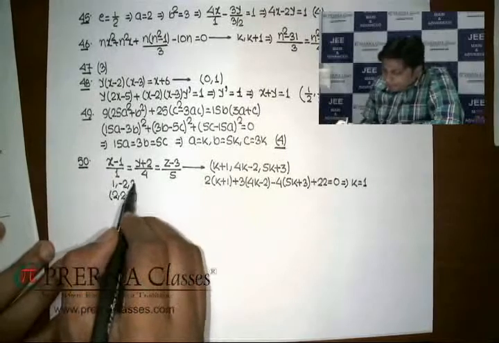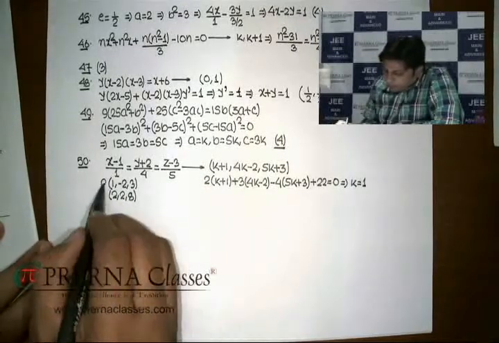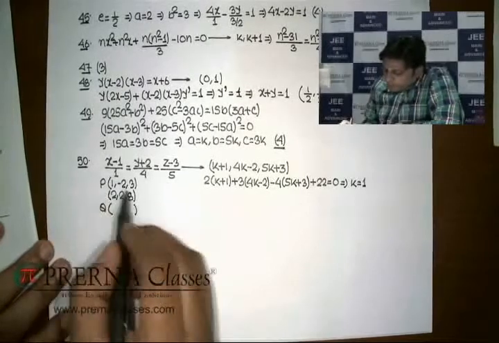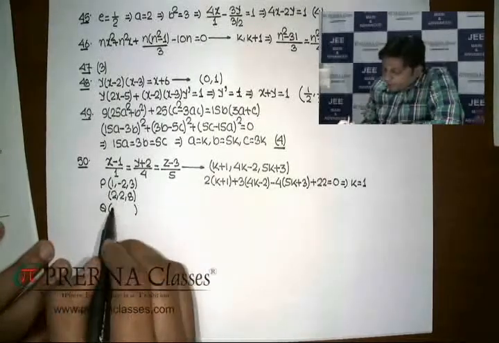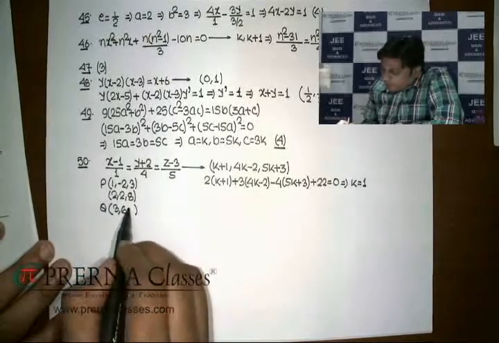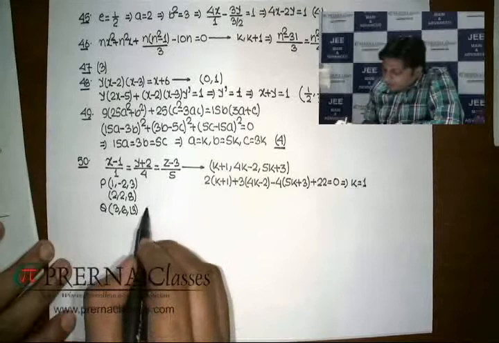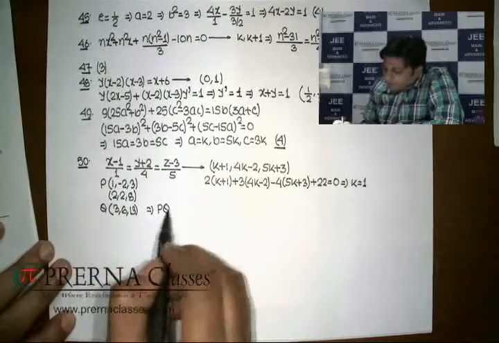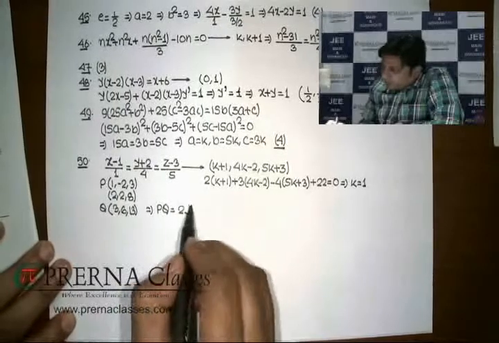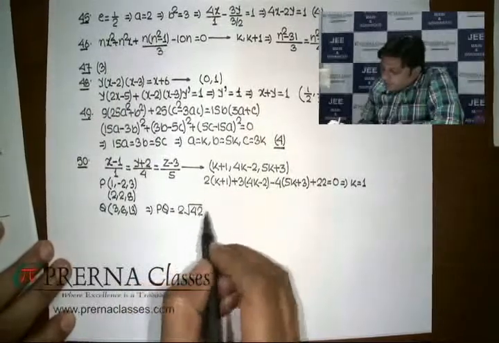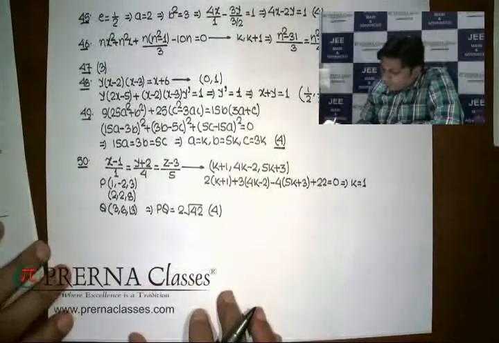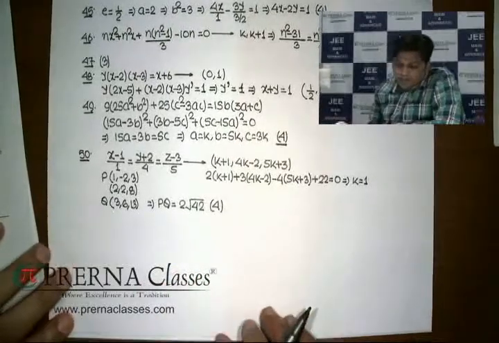We already know that this point is P. The midpoint of P and Q should match with this point. Therefore, Q can be computed as (3, 6, 13). The distance PQ then can be computed as root over 168 or 2 root over 42, which is the fourth option in this particular set.